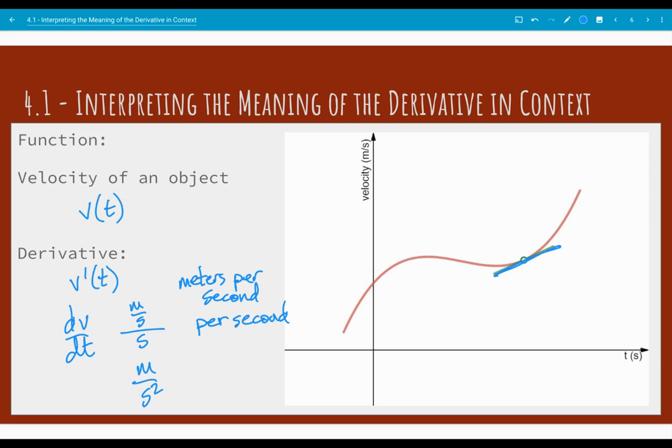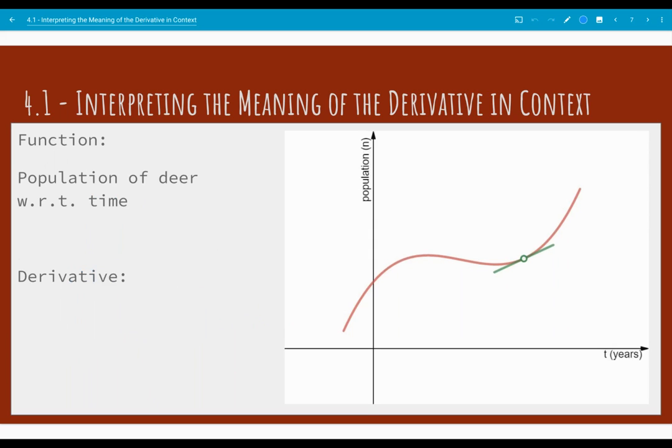So in this case, the positive slope of the tangent line is telling us that the velocity is increasing. And we can see that on the graph. If we move from this point to another point along the graph, we can see the velocity has increased over that time. So this derivative is telling us that the velocity is changing, in this case increasing by a certain amount.